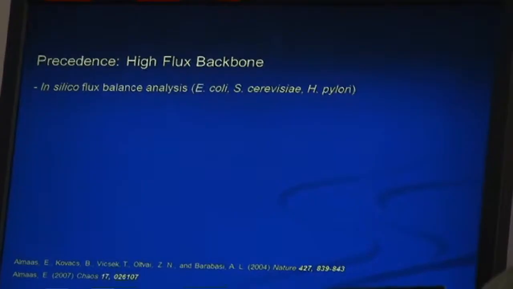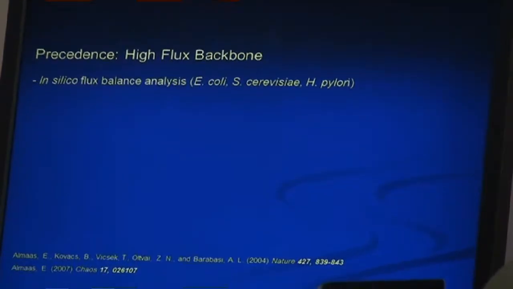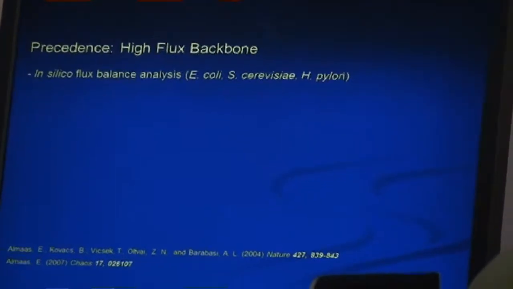Before we go there, is there a precedent for this? And the answer is yes. It turns out that there's been some really nice systems biology work done, modeling the metabolism of various single-cell organisms in silico. These models are very good now. They've got to the point where they're predictive. The yeast one, for example, the prediction on the knockouts is about 90% accurate, which is great.